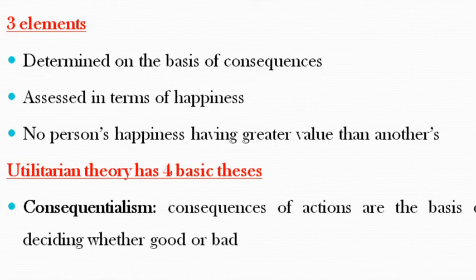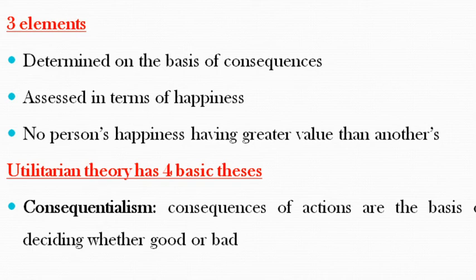Okay, then the third element is that no one person's happiness has greater value than others. Okay, everyone is considered equally. No one is greater than the others. Okay, so these are the three elements of the utilitarianism theory.